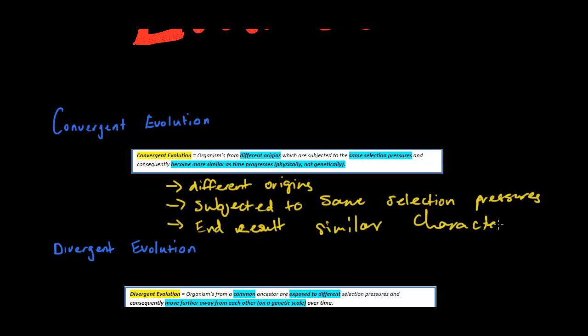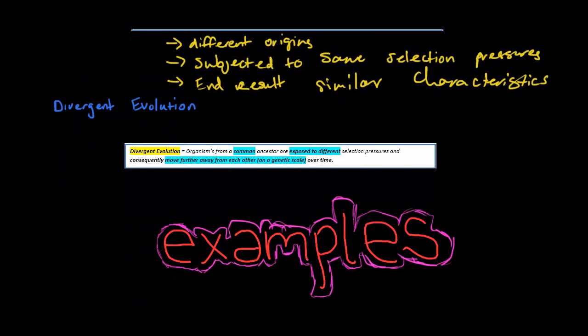So that's pretty much it for convergent. Okay, so hopefully you understand that. If not, I'd just say look it up a bit more, but this video should be alright. It's fairly simple, you just need to get your head around it. Now, if you've already gotten your head around convergent evolution, you should be able to get your head around divergent evolution. Let me just quickly explain that.